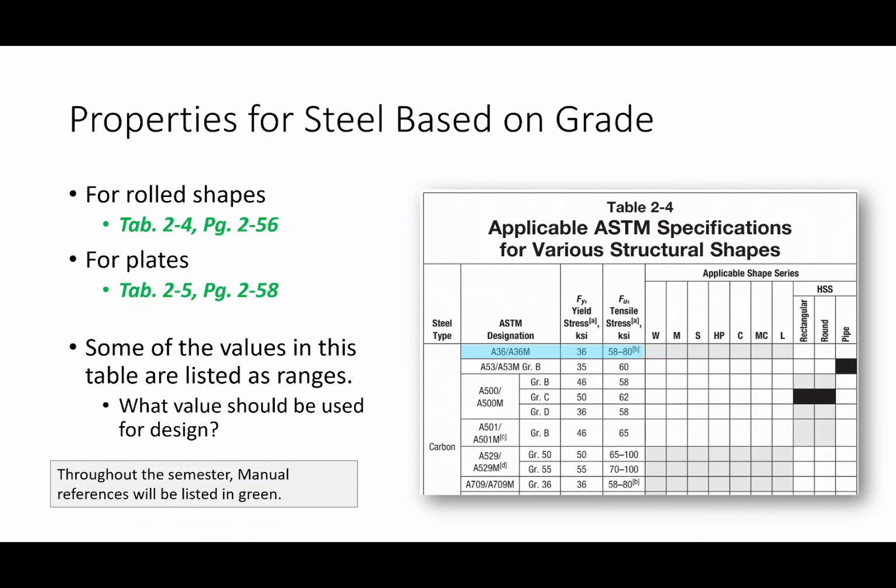But let's invert it. Let's say you assume the worst case scenario. The worst case scenario would be you're assuming that the steel is weak, that the steel can only support 58 KSI. What happens if it's 80? Well, grandma's still fine. You see what I mean? So whenever there is a range, you use the minimum.